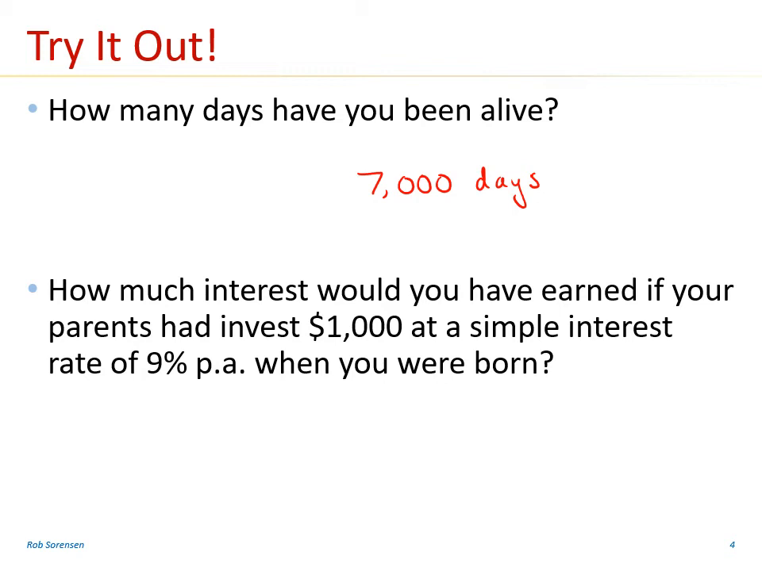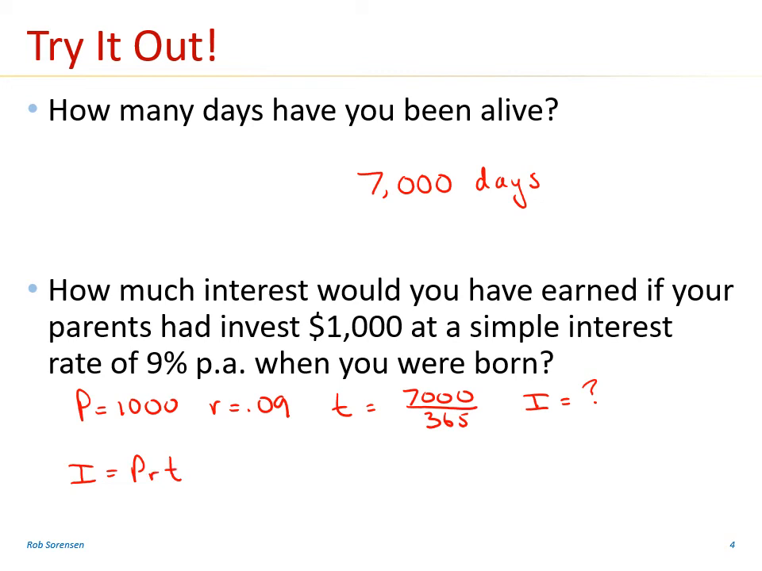All right, well, I got P is equal to 1,000. R is equal to 0.09. And T, I'm using 7,000. You can use whatever you had, 7,000, and I'll divide it by 365 to convert it to years. And then I should be able to calculate the amount of interest. Well, I is equal to PRT. It's one of our formulas we've already learned. That's 1,000 times 0.09 times 7,000 over 365.